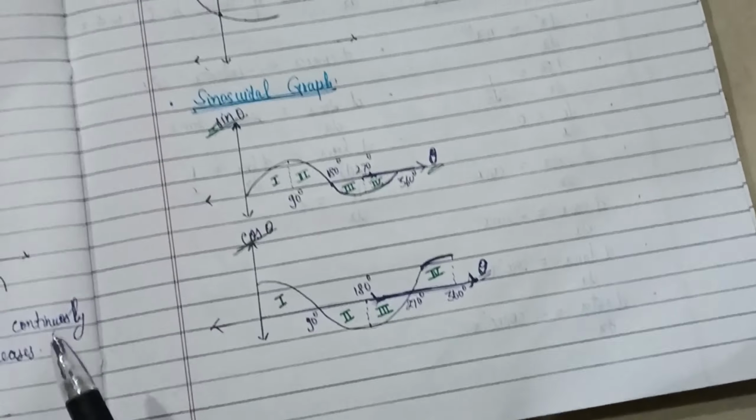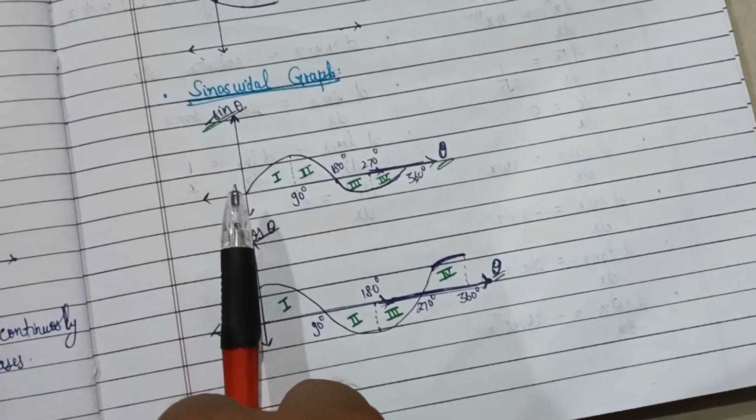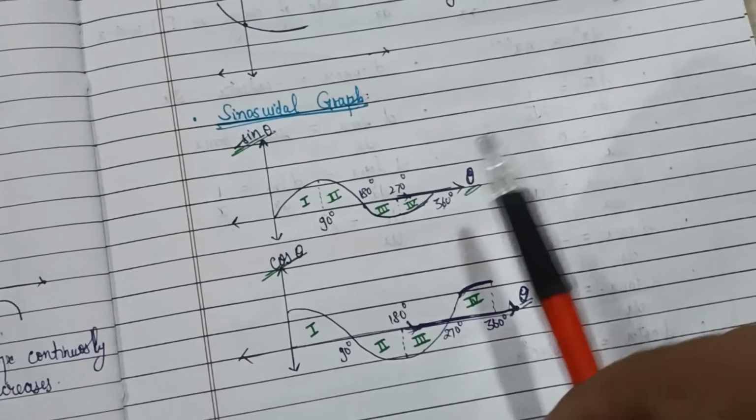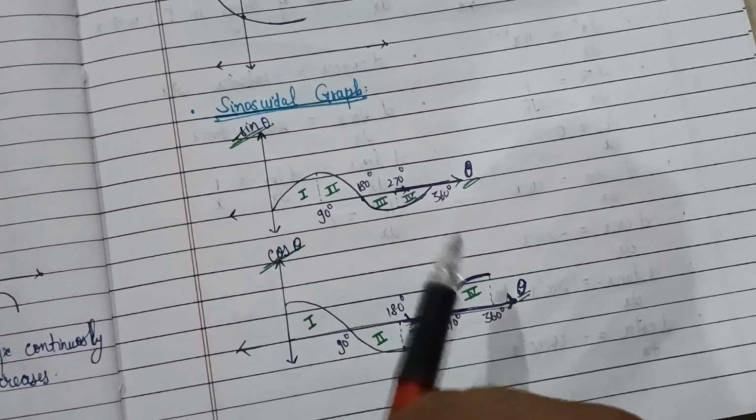Now let's learn about the sinusoidal graphs. This is a graph of sin theta versus theta. This is a graph of cos theta versus theta.